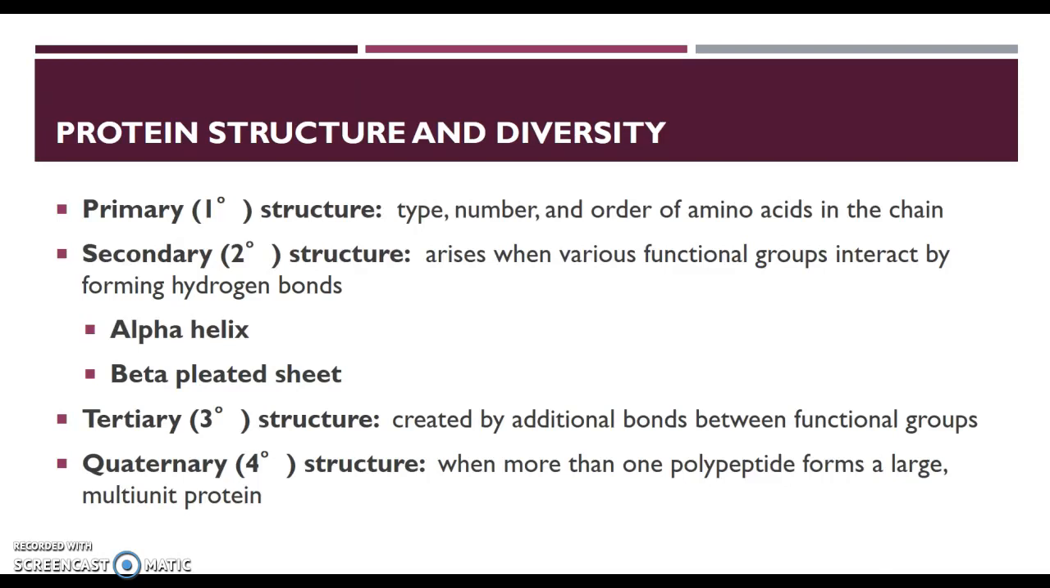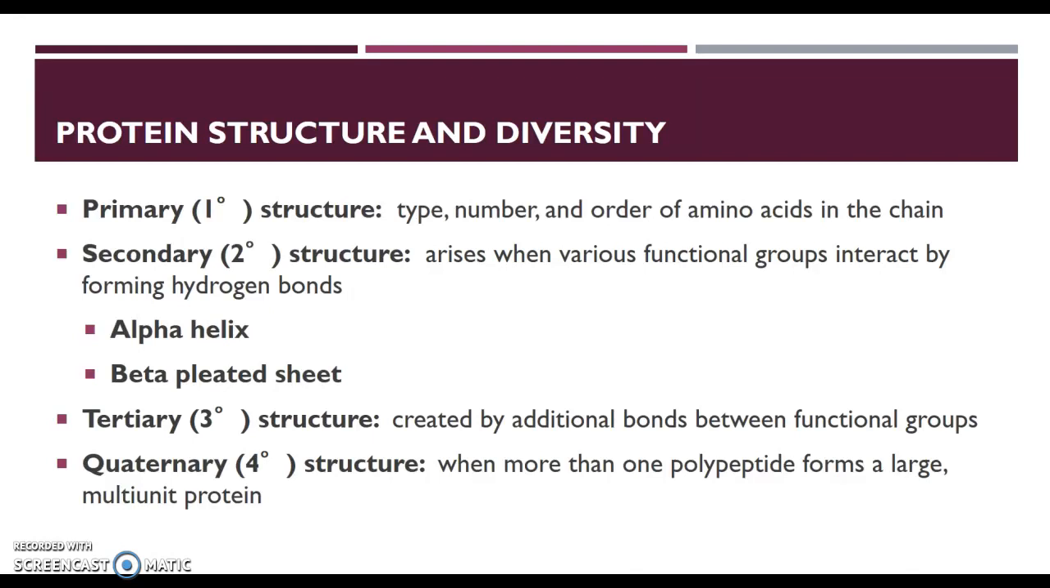The secondary structure refers to the shape that this chain then takes. And this shape forms when the functional groups within the amino acids interact with each other and form hydrogen bonds. And a couple of different shapes can be produced. We can either produce an alpha helix, or a coiled structure, or what we call a beta pleated sheet. And we'll look at examples of this on the next slide.